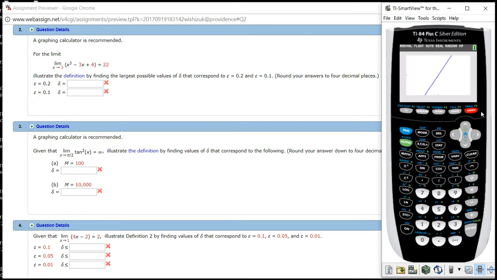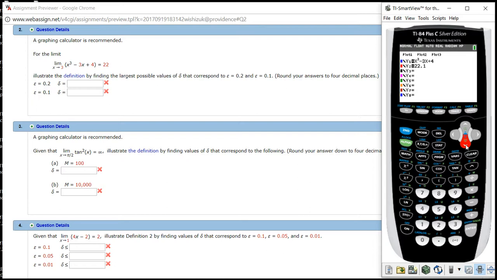Let's do epsilon equals, actually, let's do 0.1. What we're going to do is add 0.1 to 22. So I'm going to do y equals 22 plus 0.1, so I can just type in 22.1. This is going to be our upper bound.